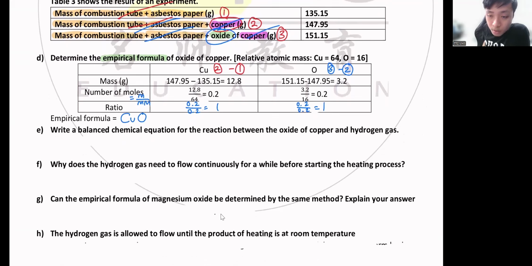Then the equation for copper oxide and hydrogen gas. Oxide of copper is CuO. Hydrogen gas is H2. Then you get Cu plus H2O.